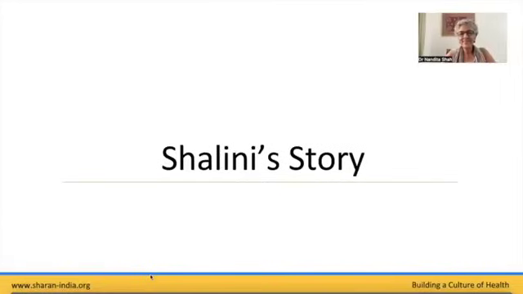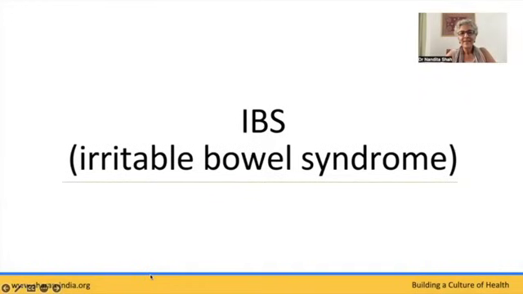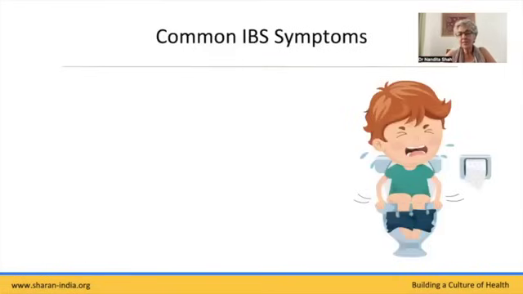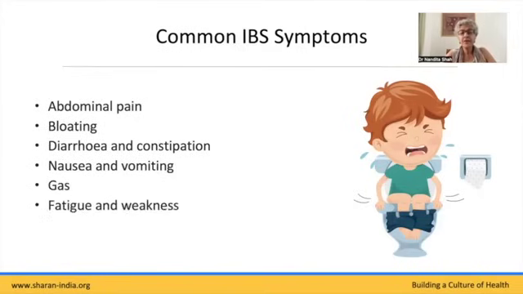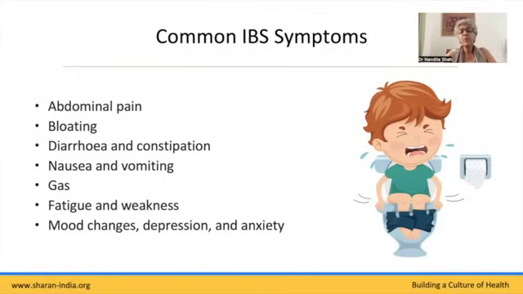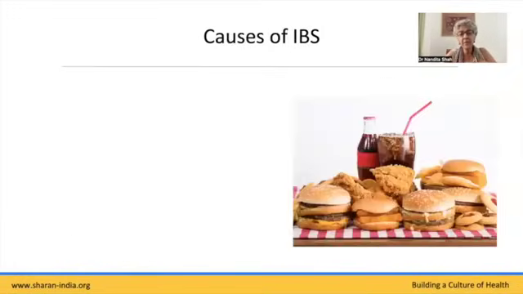Okay, so back to my screen share now. We're going to talk about irritable bowel syndrome, the kind of issue that Shalini had, and also Rosemary in a sense. So what are the symptoms? Abdominal pain, bloating, diarrhea and constipation, nausea and vomiting, gas, fatigue and weakness, mood changes, depression and anxiety. Remember, that's what Shalini said, and Rosemary talked about the fatigue and weakness.